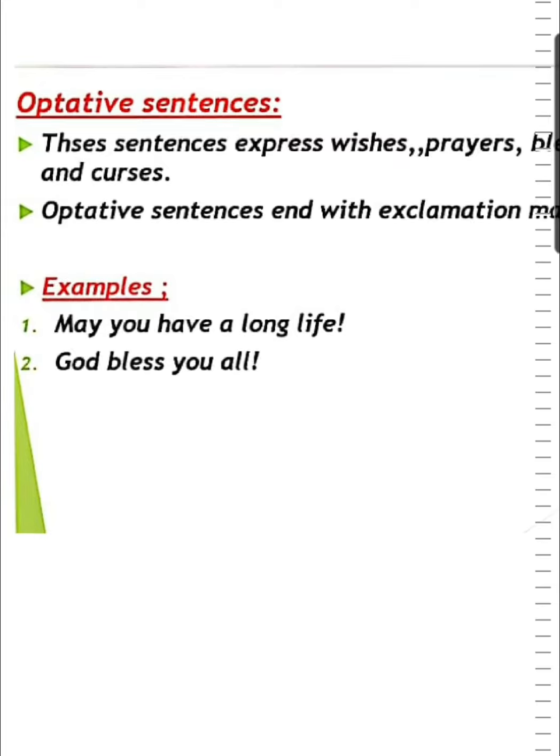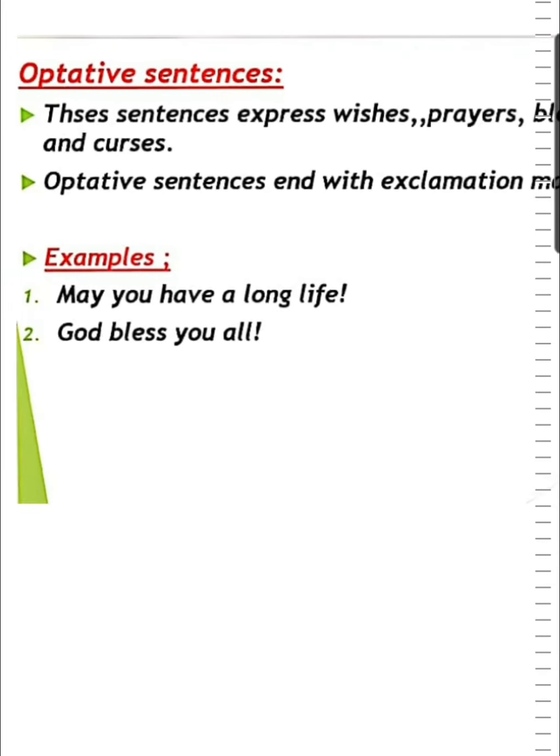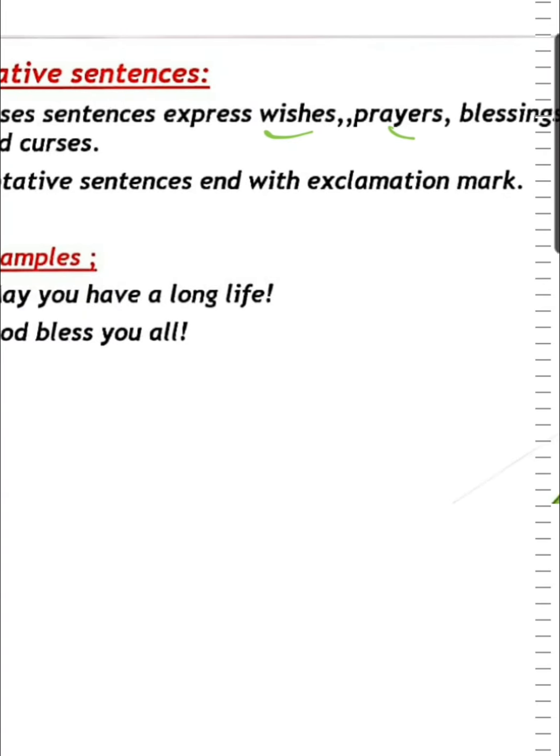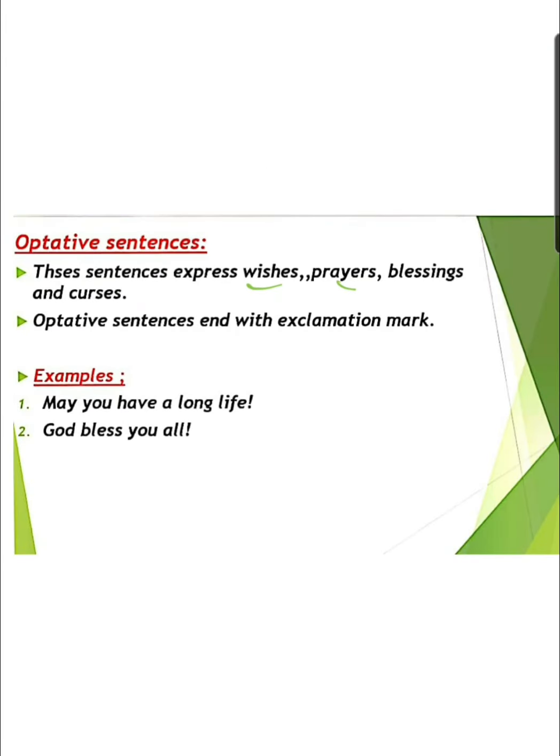Then the last one is optative sentence. These sentences express wishes, prayers, blessings, and curses. Optative sentences end with an exclamation mark. Example: may you have a long life. Fine, student, this is a blessing. God bless you, again a blessing.